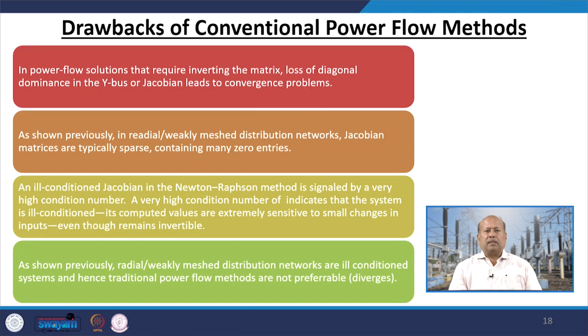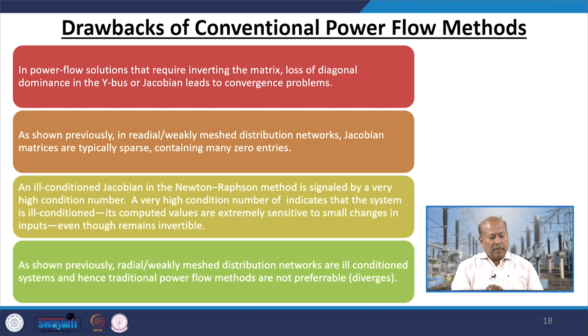Now, what are the challenges with the conventional system? In power flow solutions that require inverting the matrix, loss of diagonal dominance in the Y bus or Jacobian leads to convergence problems. So, what we have understood is that if your Jacobian matrix has a lot of zeros, or if the matrix is going to be a sparse matrix, then certainly the inversion is difficult, and inversion is a common requirement in my load flow analysis.